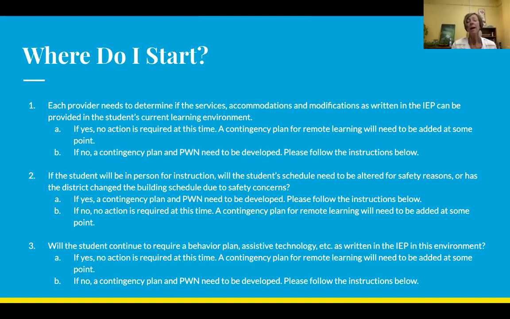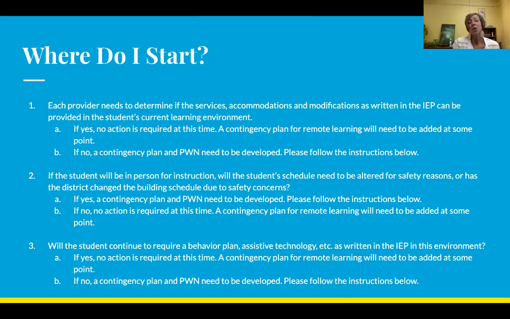Eventually, though, you will have to write a contingency plan for remote learning for all of your students. And that's because at some point in time during the school year, we may have to revert very quickly to remote learning for everyone. So it's a good idea to be prepared for that and have a plan in place. If you cannot provide those services as written, then a contingency plan and a prior written notice need to be developed. We're going to give you the instructions on the next slide.